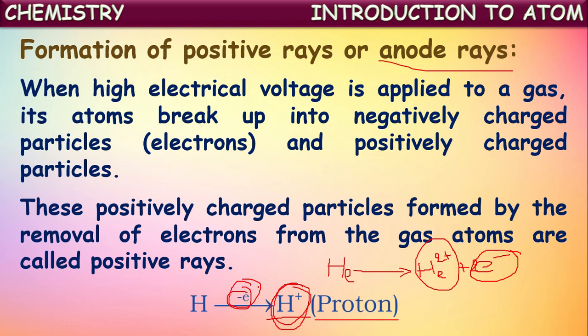Out of all these, the smallest positive charged particle is called a proton. That is, the positive charged particle produced from hydrogen atoms is called a proton. We cannot say all the positive rays are protons because they might be composed of many particles. The smallest particle out of all these positive rays is the proton, produced from hydrogen atoms. Remember this difference.